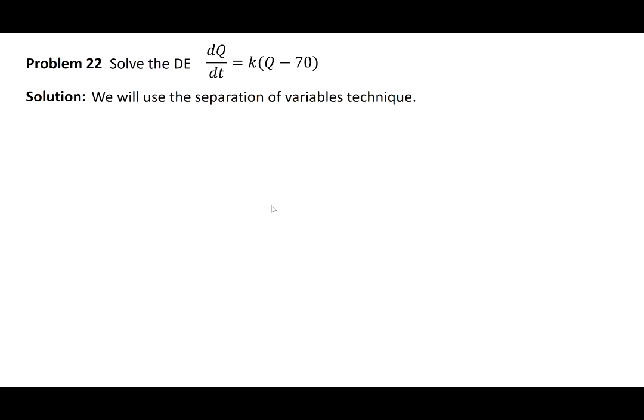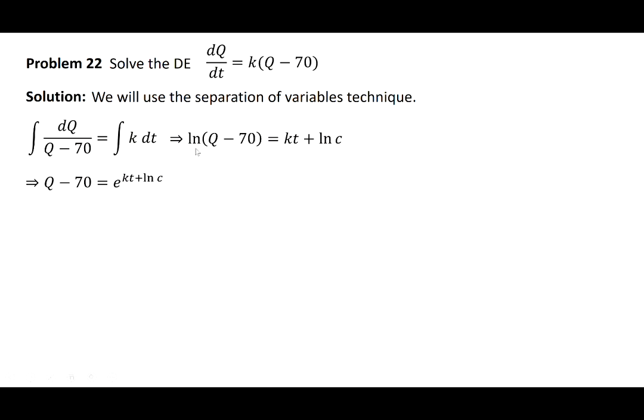Okay, so here we will use the separation of variables technique. Then the integral of dQ over (Q minus 70) equals the integral of k dt. I multiply both sides by dt and divide both sides by Q minus 70, and that gives us this, plus natural log of C. Ooh, look at me. I took the constant as natural log of C, with the idea that now I can raise both sides to the power of e. Is that a valid thing to do? Can you raise both sides of an equation to the power of e?